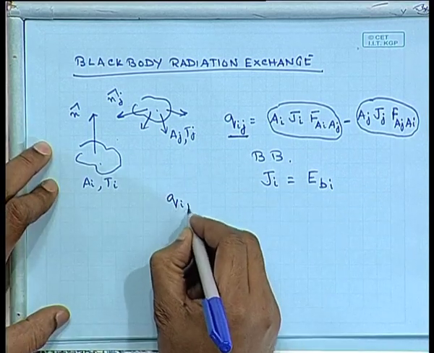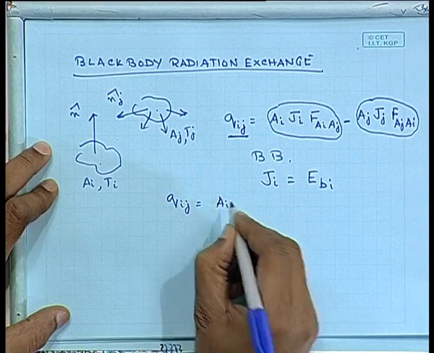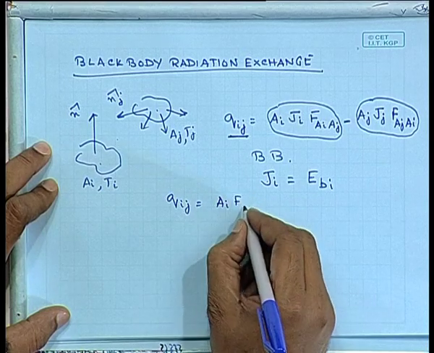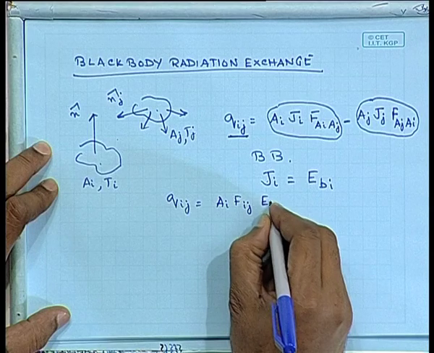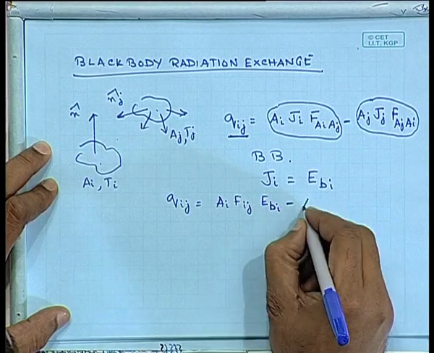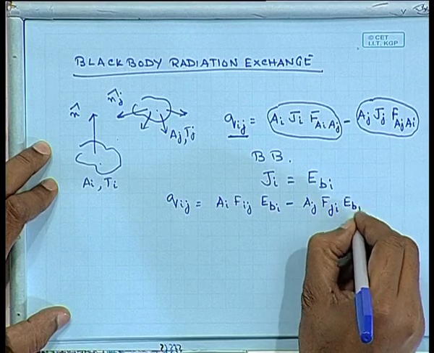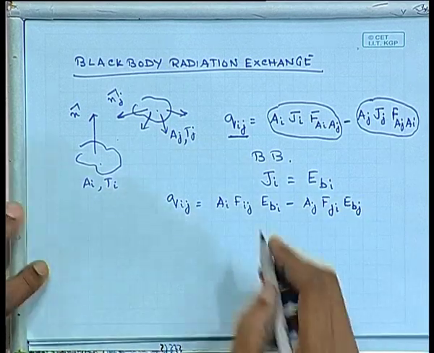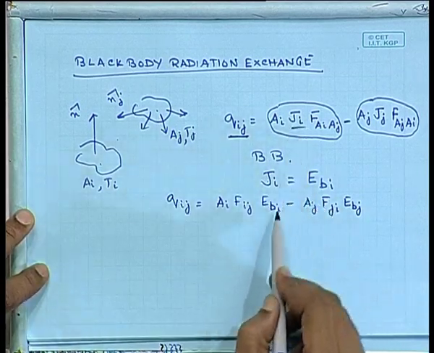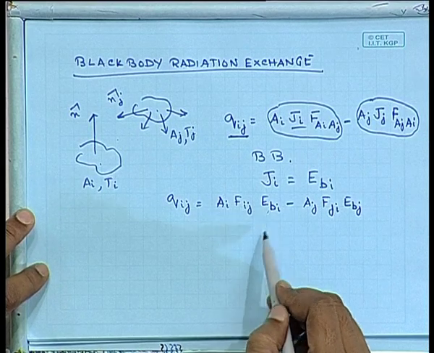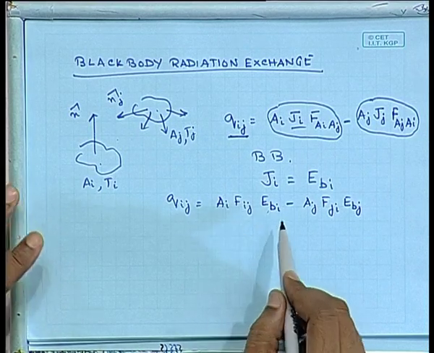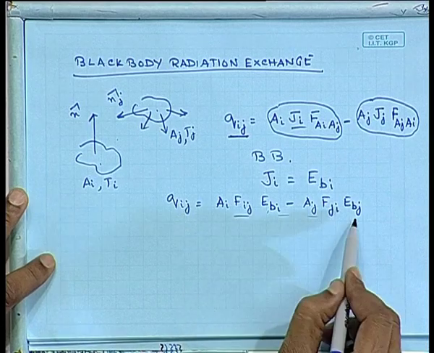So your Qij would simply be equal to Ai Fij Ebi minus Aj Fji Ebj, right? The Js are going to be replaced by Eb. Any other simplification?